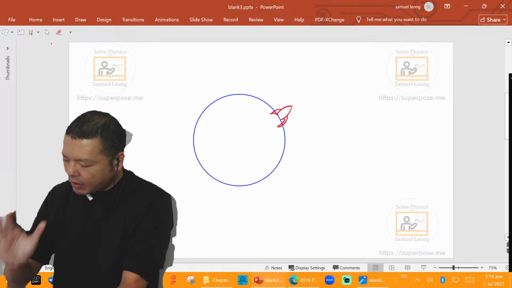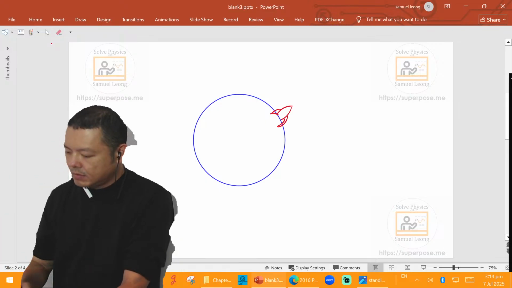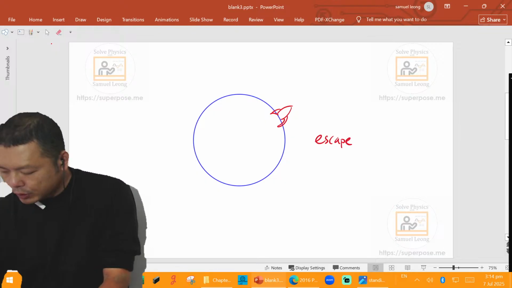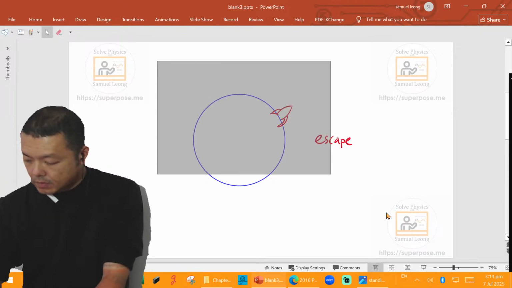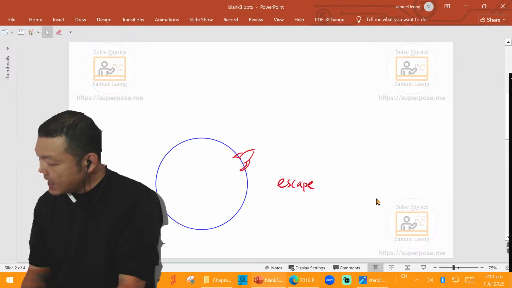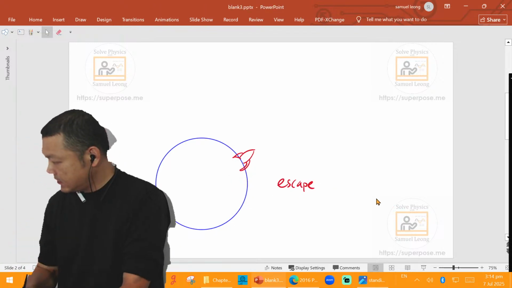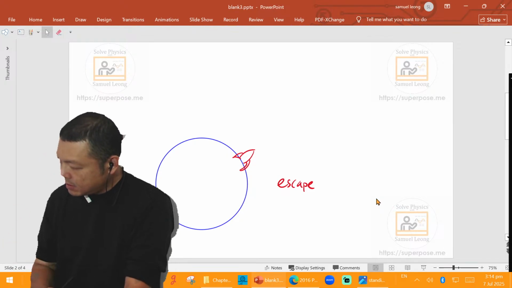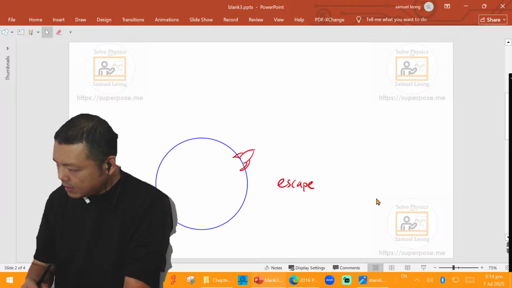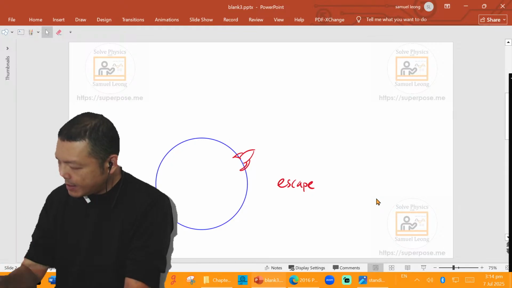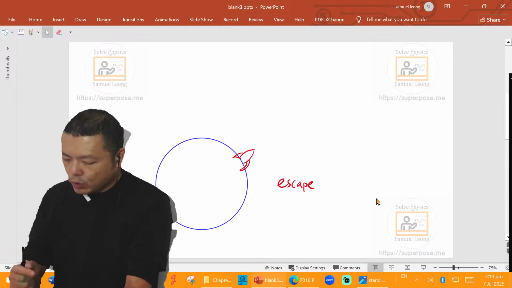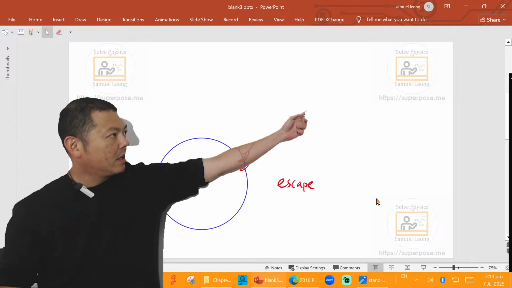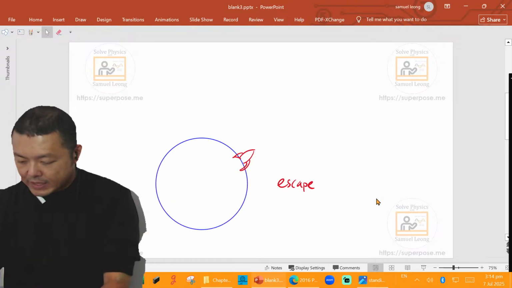Right. I want the rocket to escape. Where is it supposed to go to escape? It needs to go to infinity. But if I want the rocket to orbit, do I give it the KE to escape? Would it be the same amount of KE to escape? No, right? Because if I want it to orbit, I only want it to go to a certain distance. I don't need to give it the KE to escape.